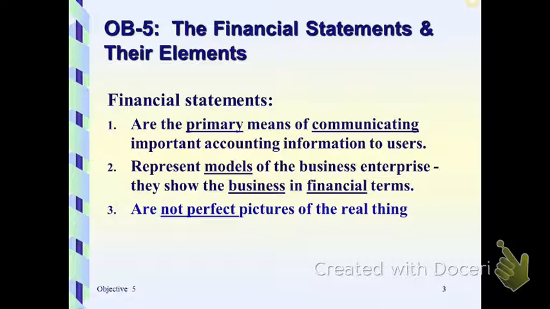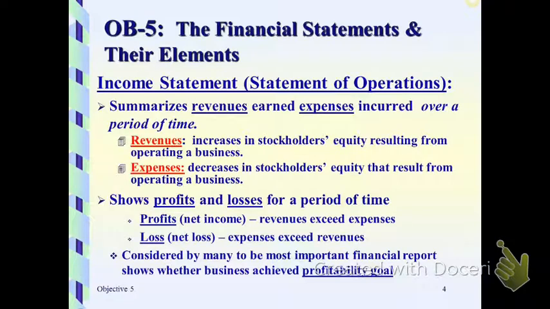There are 4 primary financial statements that are issued by a corporation. They are an income statement, a balance sheet, and a statement of retained earnings. And lastly, the cash flow statement. Let's start with the income statement.